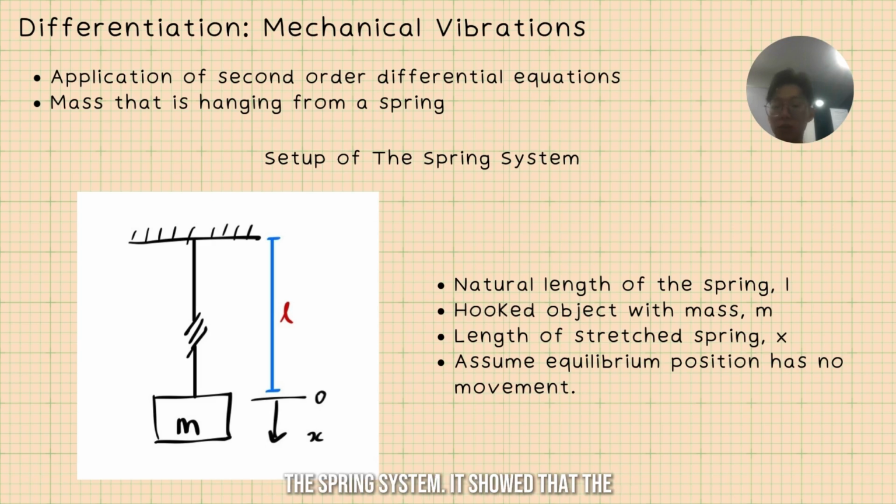For the setup of the spring system, it shows that the mass is hanging from a spring. Furthermore, the natural length of the spring is represented by l, and the hooked object with mass is represented by M, and the length of the stretched spring is represented by x, and also we assume that the equilibrium position is stationary.